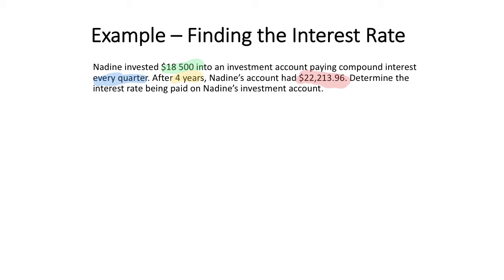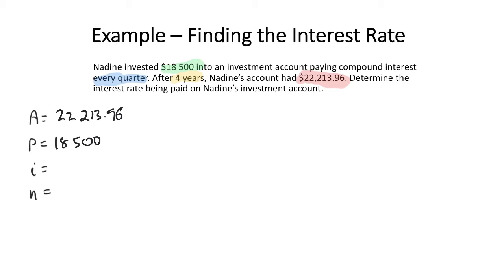So to start off with working towards an answer, the first step is to write down the 4 variables from the compound interest formula and see what information we have from the question. So A, P, I, and N. So we know the total amount after the 4-year period is $22,213.96. The principal or the starting amount was $18,500.